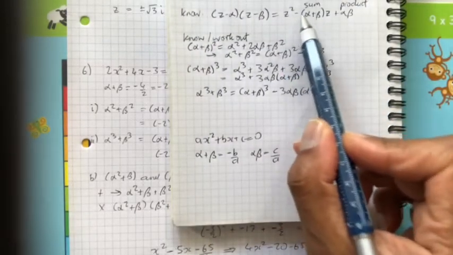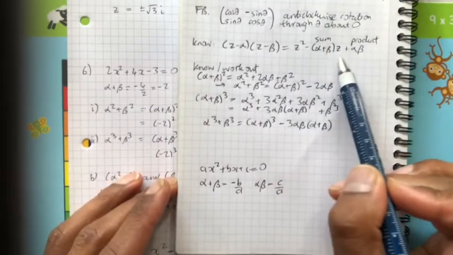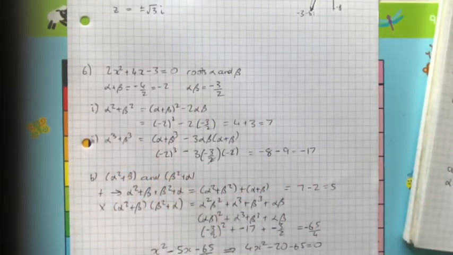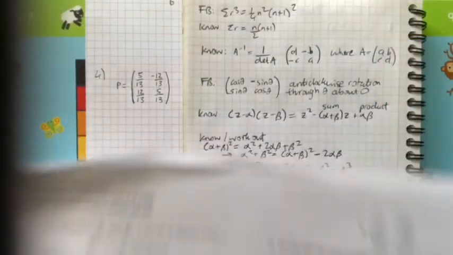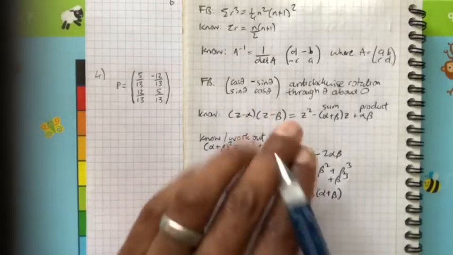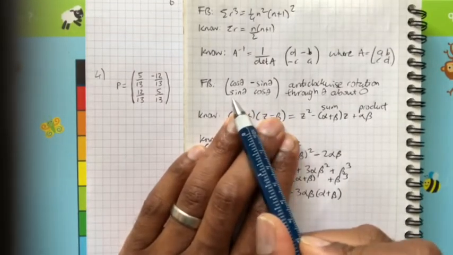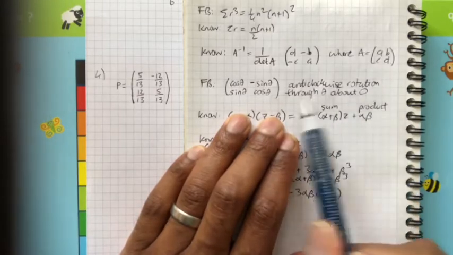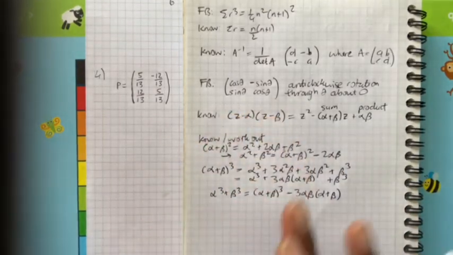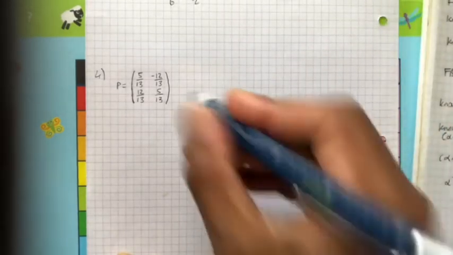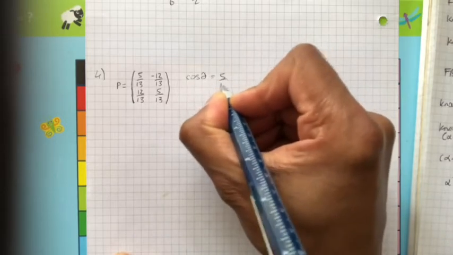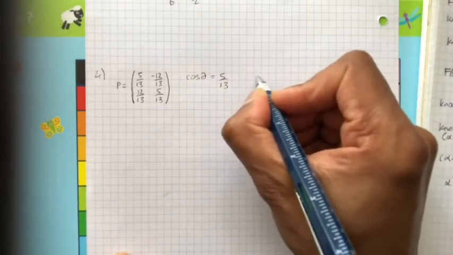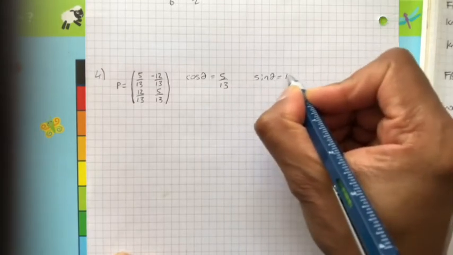Okay, so last part, we just looked at z squared minus the sum plus the product. And that most resembles what's given in the formula booklet: cos theta, minus sine theta, cos theta, which is an anticlockwise rotation through theta about 0. So it's given there. So what we need to do is just compare a few things. So the minuses, we get rid of those, and so sine theta equals 12 over 13.